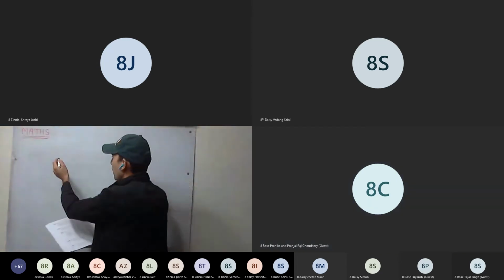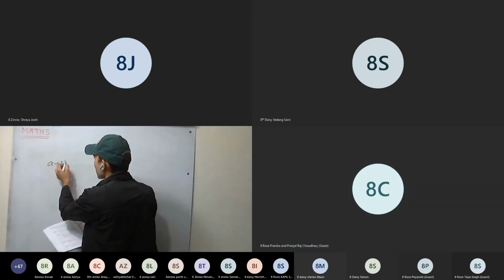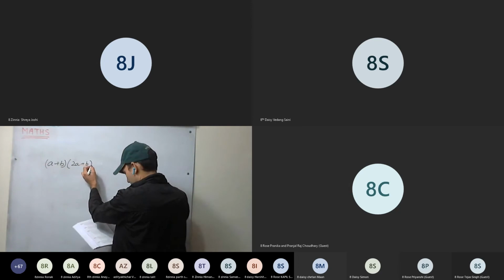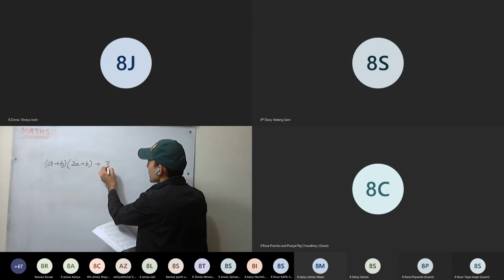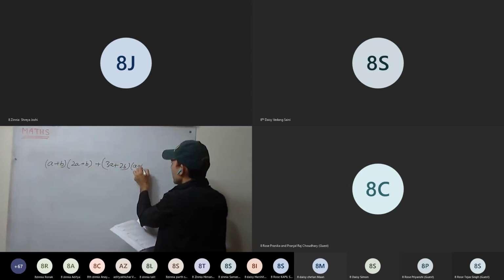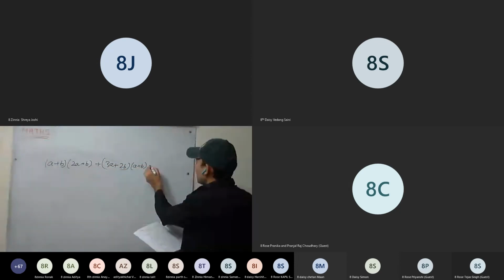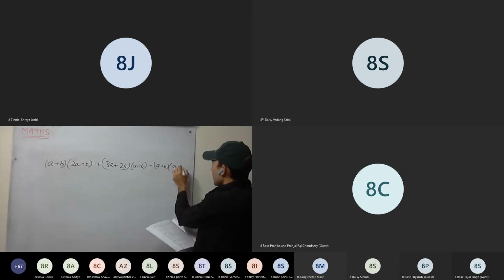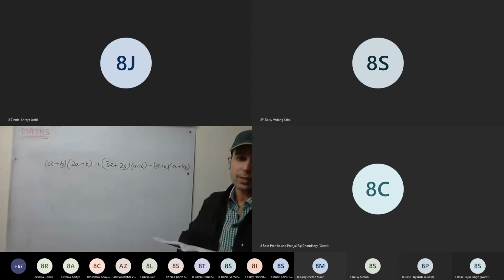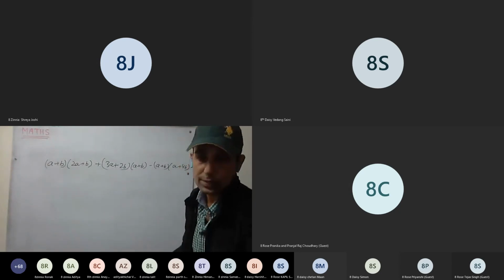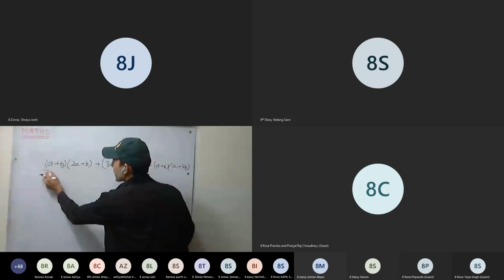Okay. So we have taken common out a plus. First I write the (2a + b) + (3a + 2b)(a + b) − (a + b)(a + 4b). Now see what is the common factor? (a + b) is a common factor.